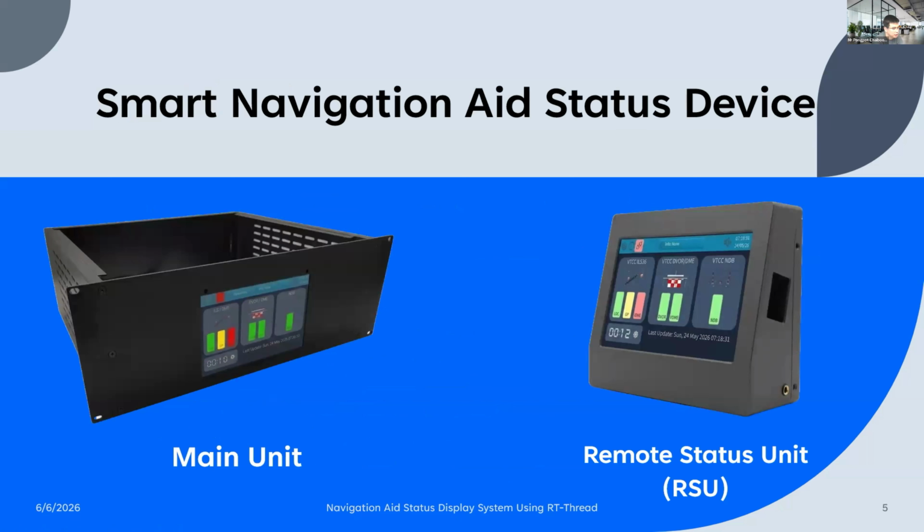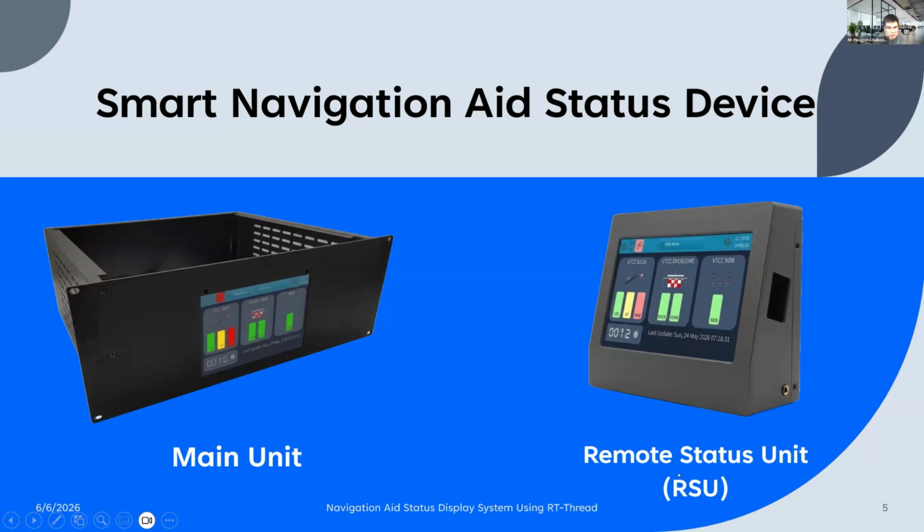In this project, we have two major components. The first is the main unit on the left-hand side. The main unit is used to collect data from the DVOR or navigation system equipment. The second is the remote status unit on the right-hand side. The remote status unit is used to display the status collected from the main unit.